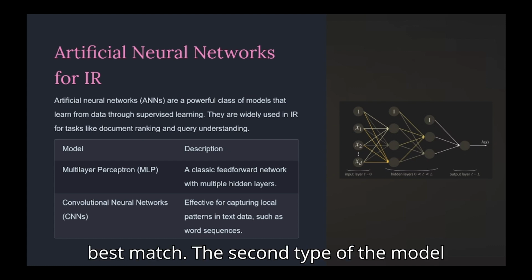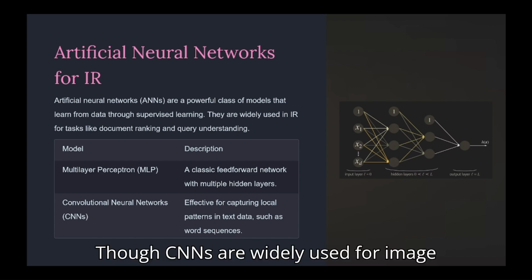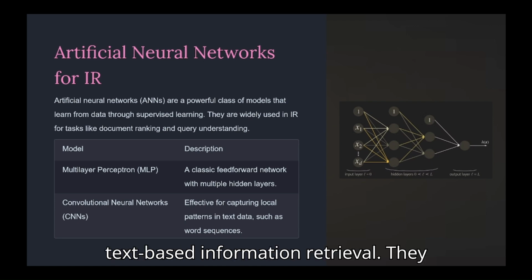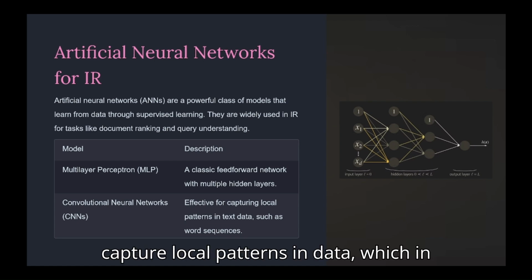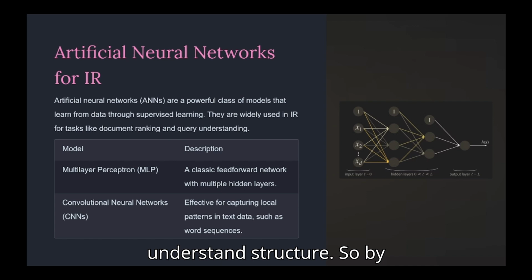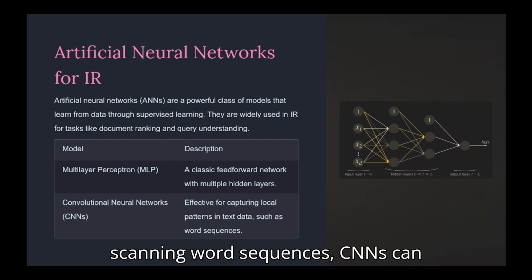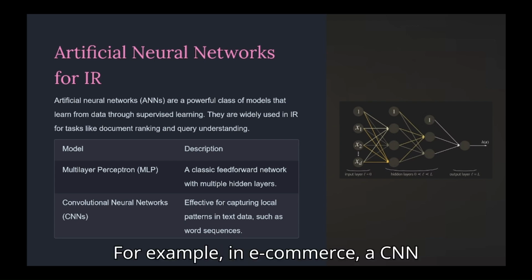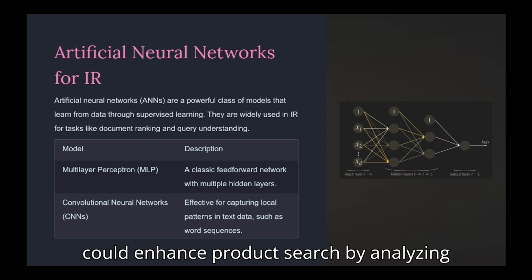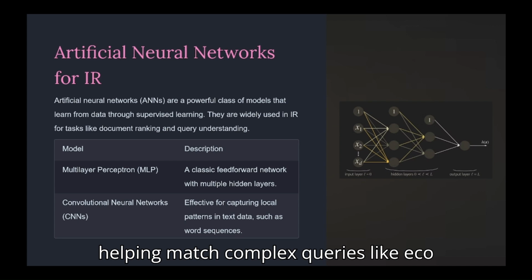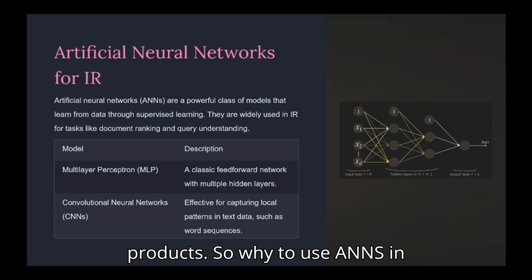The second type of model is the convolutional neural networks. Though CNNs are widely used for image processing, they are also valuable in text-based information retrieval. They capture local patterns in data, which in text means analyzing sequences of words to understand structure. By scanning word sequences, CNNs can identify recurring phrases or terms in documents, which improves search relevance by capturing context. For example, in e-commerce, a CNN could enhance product search by analyzing phrases in product descriptions, helping match complex queries like eco-friendly running shoes to relevant products.